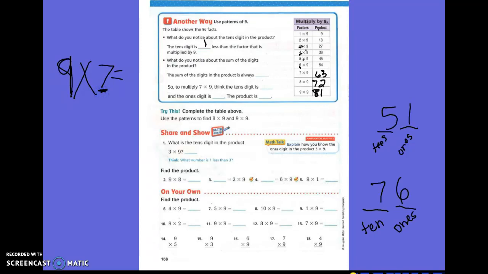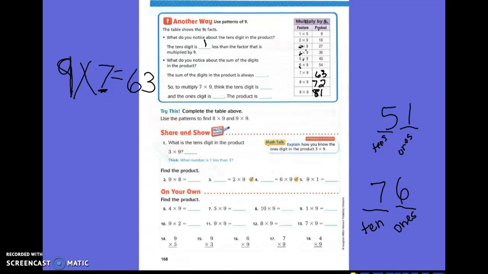So what's 1 less than 7? 6. 6 plus what equals 9? 3. So the answer is 63. So you don't even have to use the other things to help you. No, you don't have to use distributive property. You can use this trick.